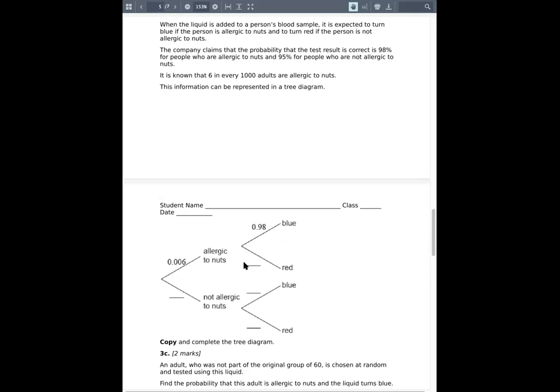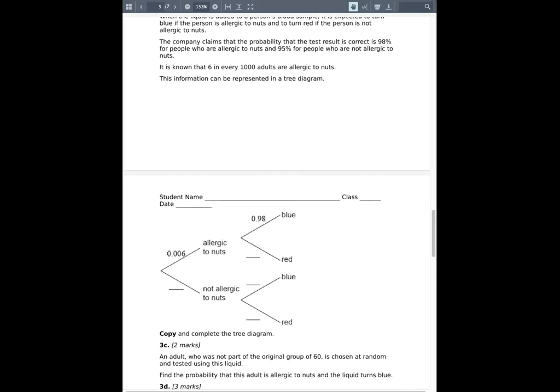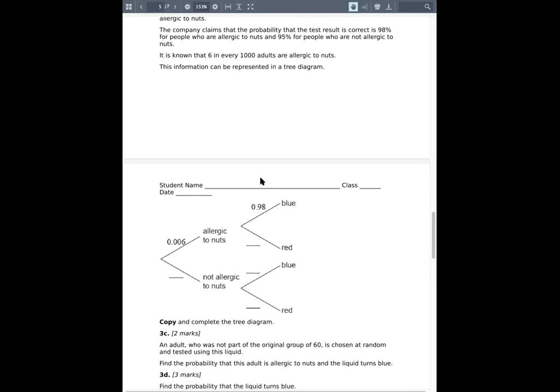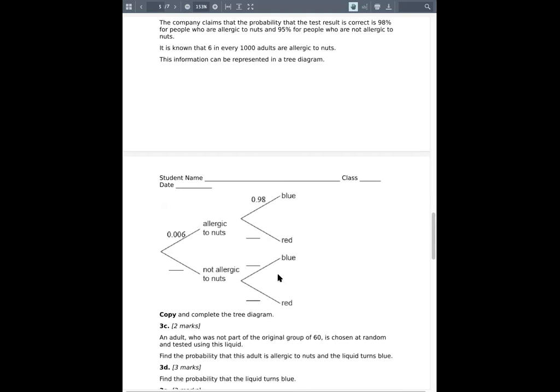All right. Since we already know with tree diagrams that the branches added up have to be 1, you would just do 1 minus 0.006, and you would get 0.994 right here. And then for the top one, 1 minus 0.98, you get 0.02 for the second branch. And then for this section, you would get... okay, Alan, I need help here.